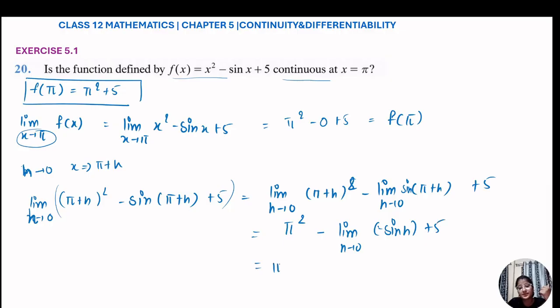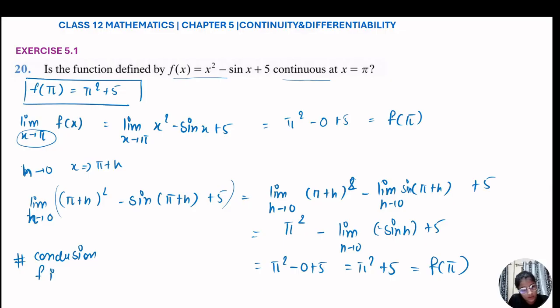Now what you will get is pi square. And we know that as h tends to 0, sine h will tend to 0, because sine 0 is 0. So this is nothing but 0 plus, pi square plus 5, and this is nothing but our f of pi. So the limit value and function value are same, therefore the function will be continuous. So our conclusion is f is continuous at x equals pi.